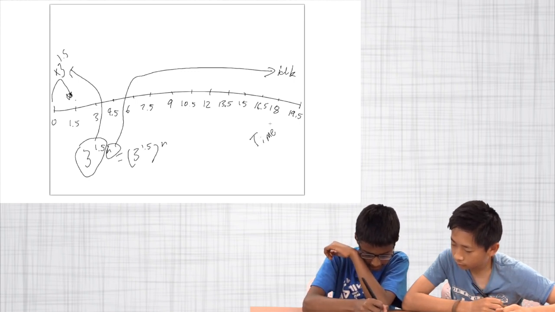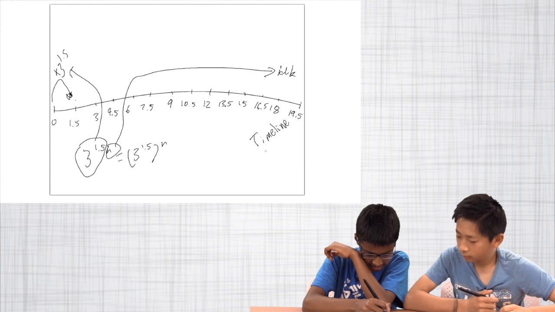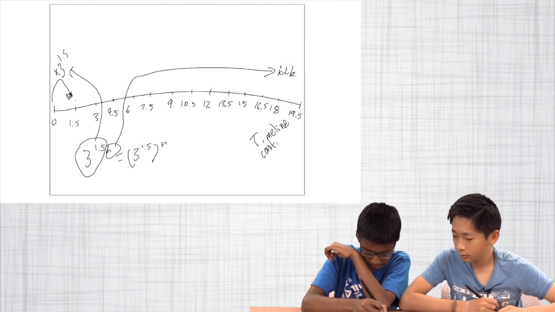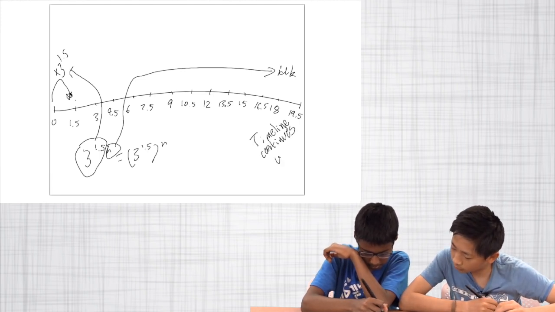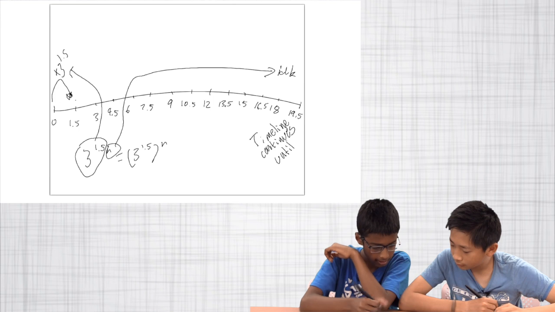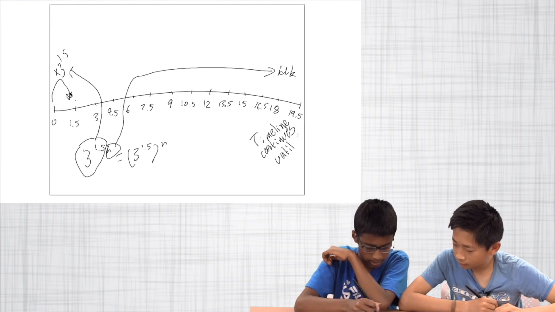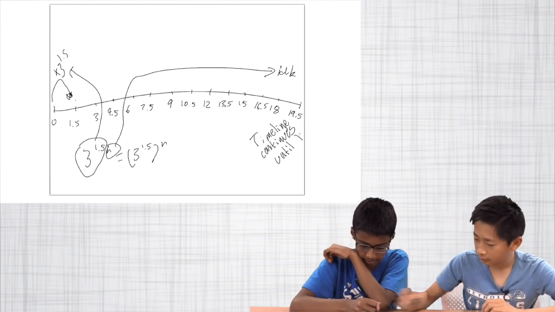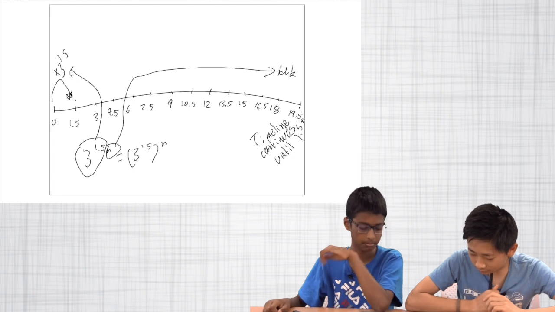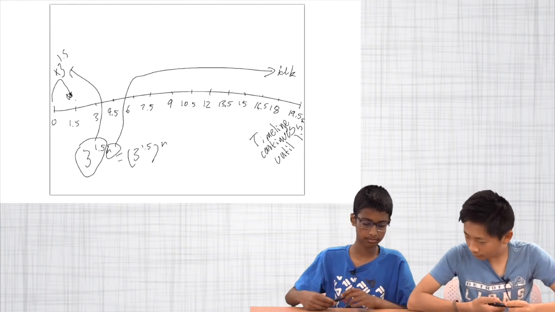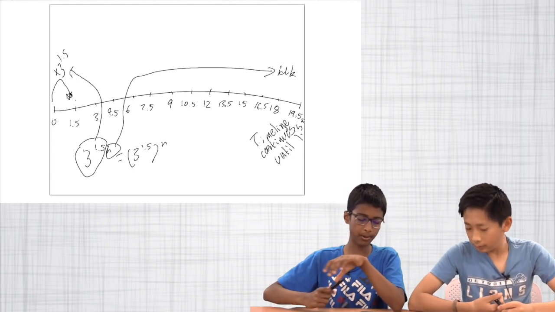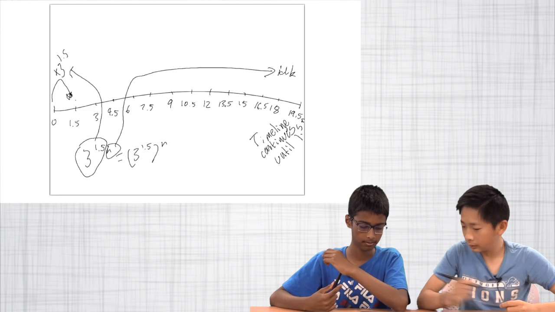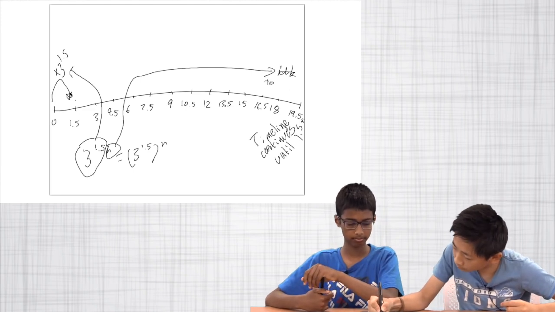The timeline continues until n. Until what? n. Oh wait, no. We have 1.5 groups at 1.5n. So where does the timeline go to? Day 1.5n? Yeah.